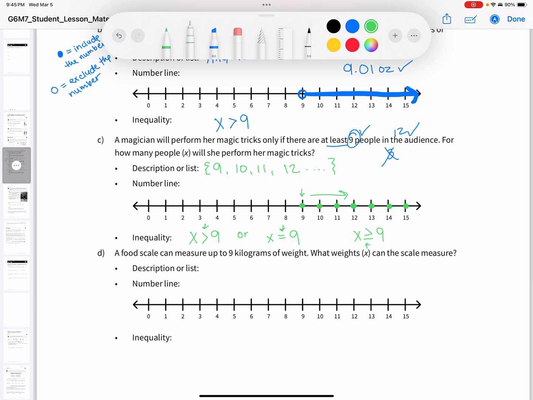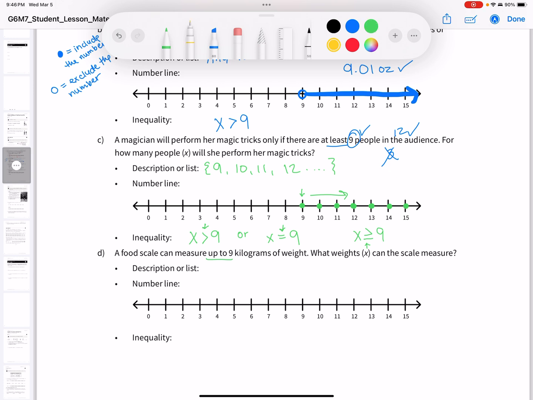Let's look at D. A food scale can measure up to 9 kilograms of weight. Up to 9 kilograms of weight. What weights, X, can the scale measure? All right, let's look. So could it measure 2 kilograms? Yes. How about 3? Yes. So any value it can measure from 0 to 9. That's what we would say.